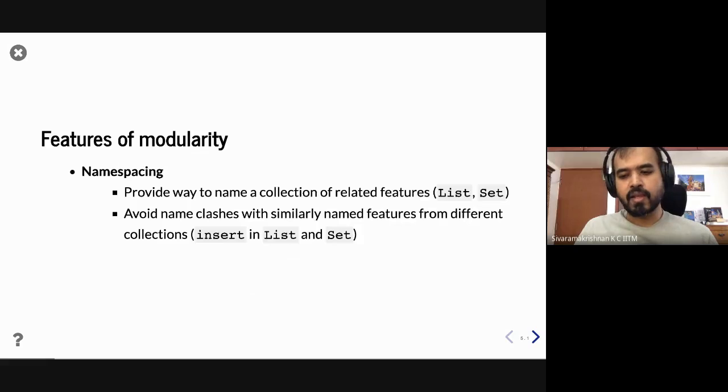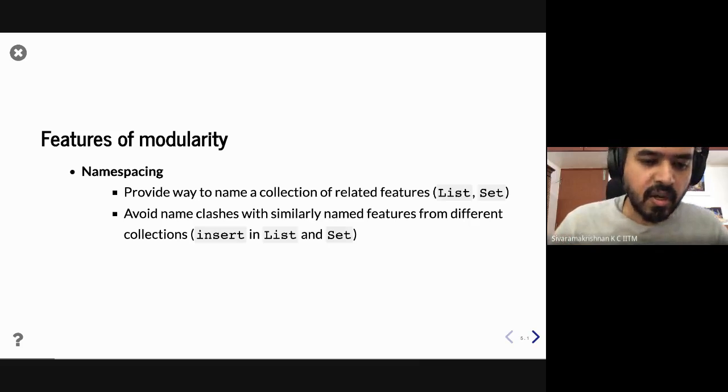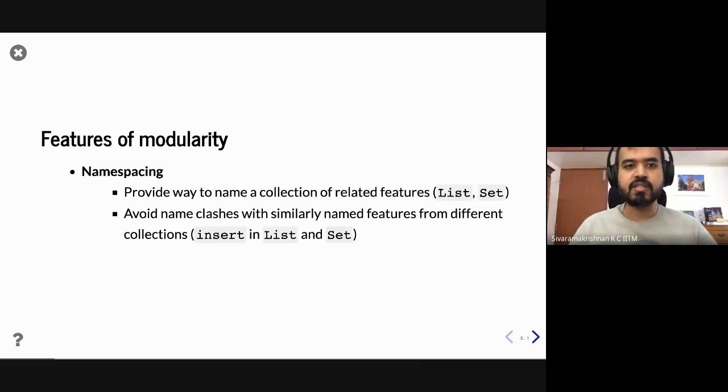Okay, so to dive in, right? So that's the high level view. So what does modularity actually bring in terms of say a language like OCaml, right? So it brings in three features. So the first feature is namespacing. Right? This is standard. You might have seen this in other languages as well. Namespacing just provides a way for the language to name a collection of related features together.